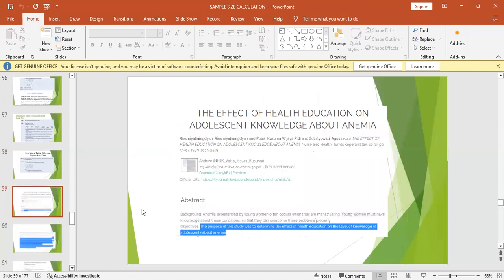Now, these are the recent updates regarding the Wilcoxon sign rank test. The title of the article is The Effect of Health Education on Adolescent Knowledge About Anemia. The purpose of this study was to determine the effect of health education on the level of knowledge of adolescents about anemia.